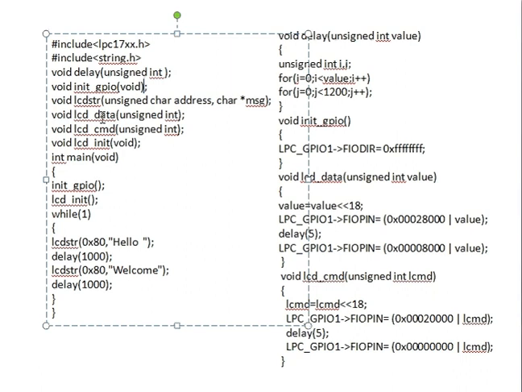Similarly, LCD data takes one argument, the data which you want to transfer, probably a character in this case, its ASCII value, how it is sent. So it should be unsigned int, because an ASCII value is always a positive number. It is an unsigned number. It cannot take negative integer values. Similarly, commands which we pass to the controller are also defined as an unsigned number. So you can either use unsigned char or unsigned int. It doesn't make any difference.